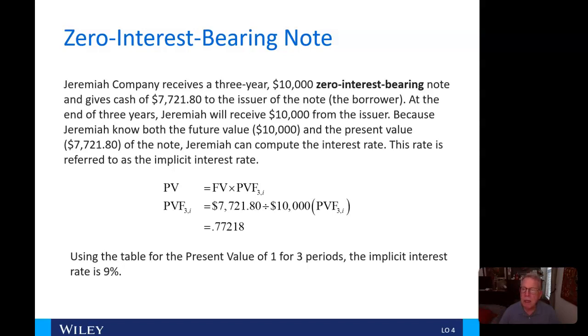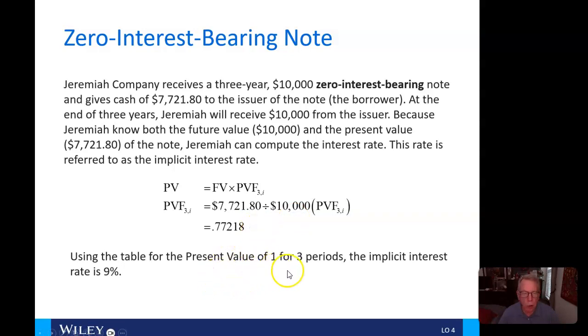Because Jeremiah knows both the future value and the present value of the note, Jeremiah can therefore compute the interest rate. This rate is referred to as the implicit interest rate. So here is going to be $7,721.80 divided by 10,000 here. And that's going to give us a factor.